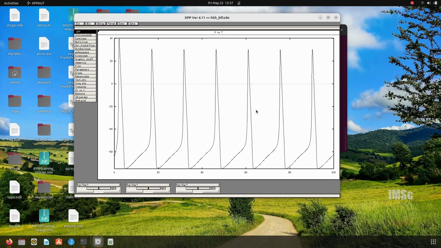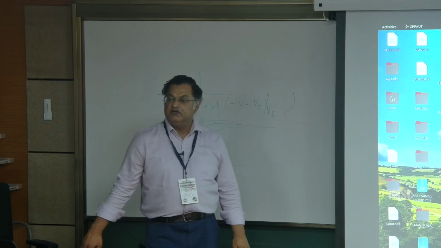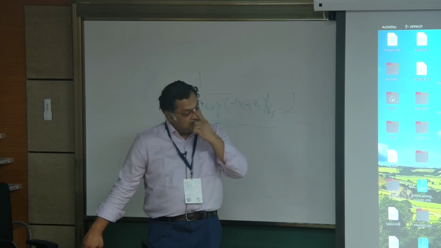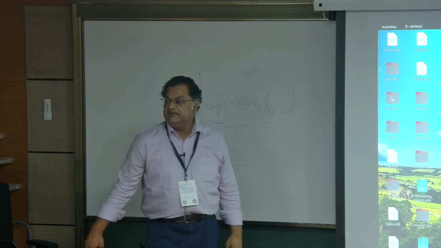So it fires a train. But does it also mean that if I inject 20 now, 20 milliamperes, it will fire at twice the frequency? How many people say yes? Almost nobody, right? So everyone recognizes that neurons are nonlinear. Just by doubling the current, it will not necessarily make the neuron fire twice as fast, right?